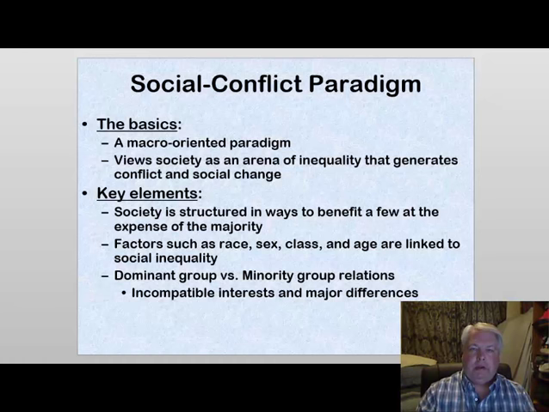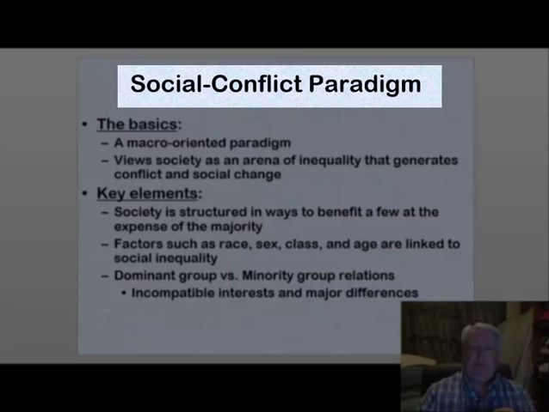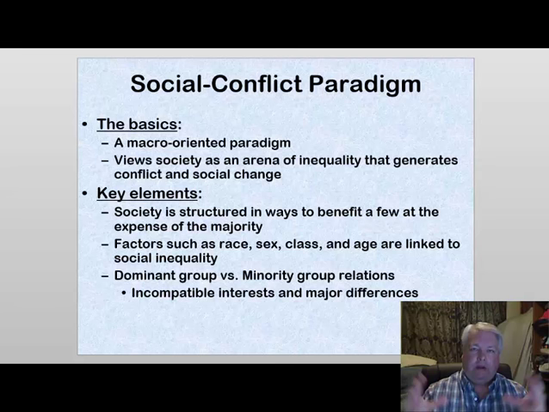Our second of the three theories, the other macro theory, looking at society as a whole, a big picture kind of theory, is called social conflict theory, or the social conflict paradigm. And like I said, there are a lot of individual theories that fit within this umbrella term of the social conflict paradigm.